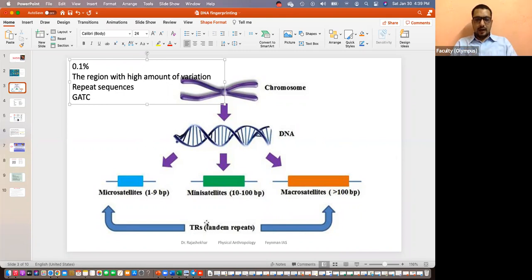You see the word here, tandem, TRs, or tandem repeats, written at the bottom of the slide. So what are tandem repeats? Tandem means like this. Two such sequences are present next to each other. I'm just coloring them to keep it easier. So the repeating sequence like that, GATC, GATC, GATC. These are called tandem repeats.